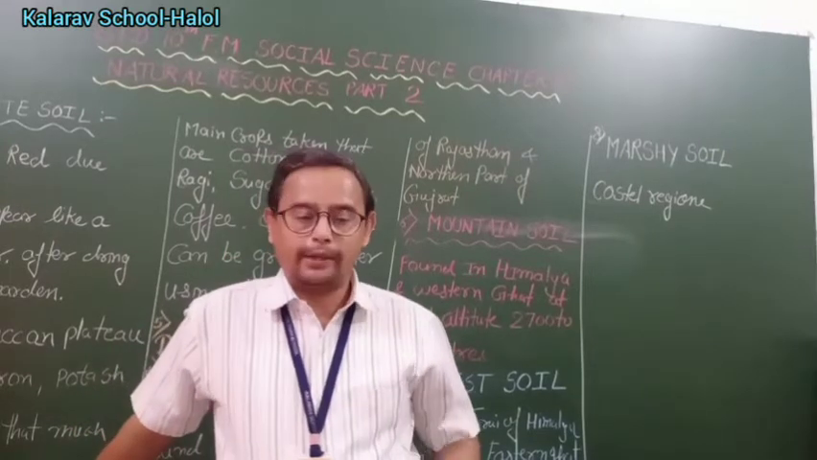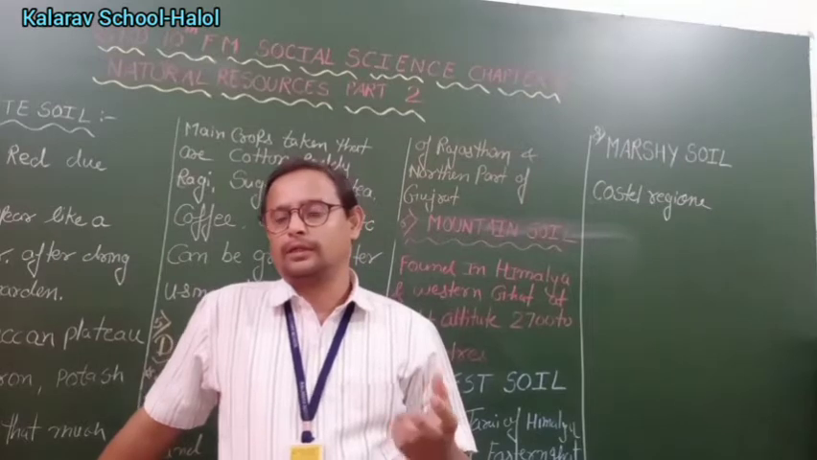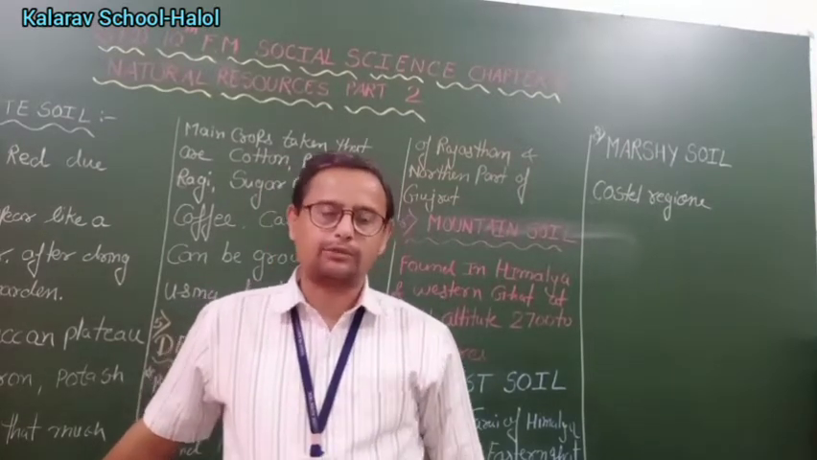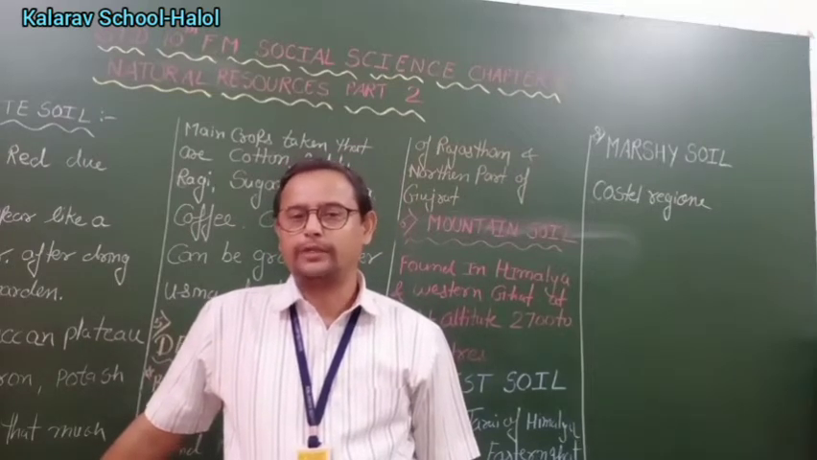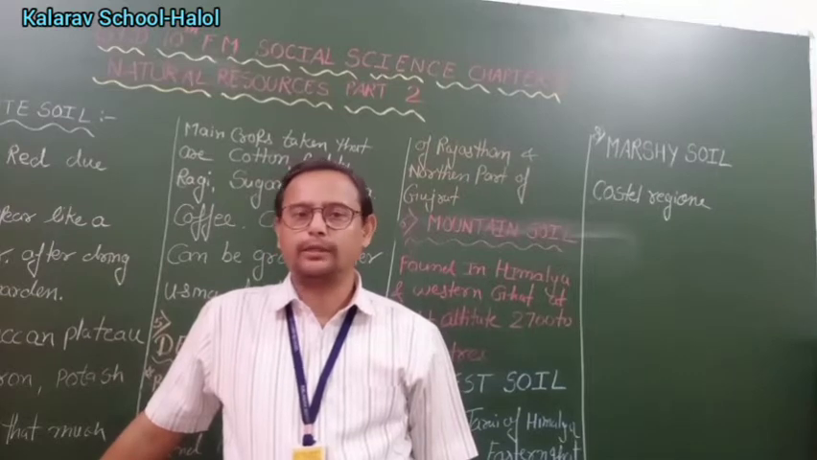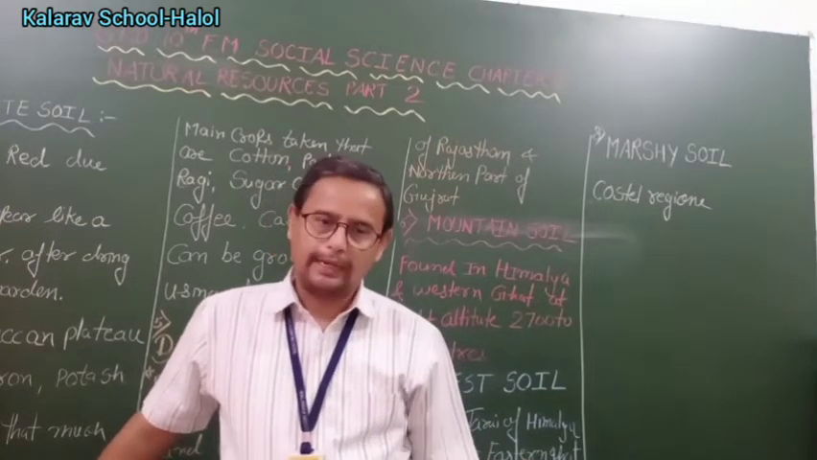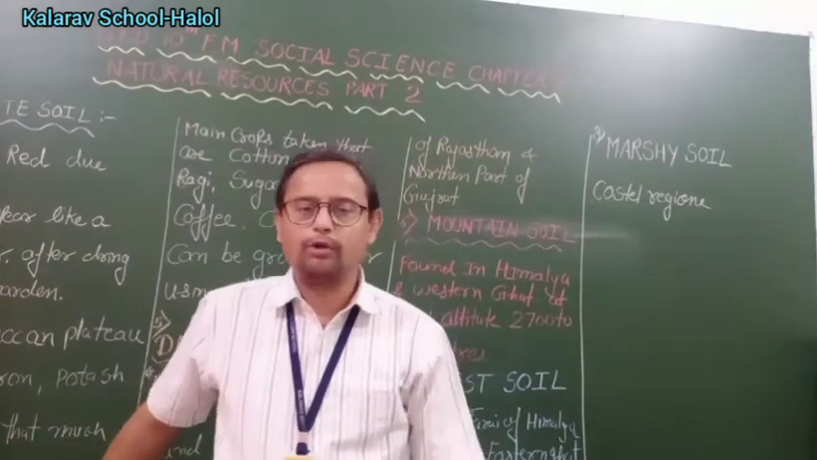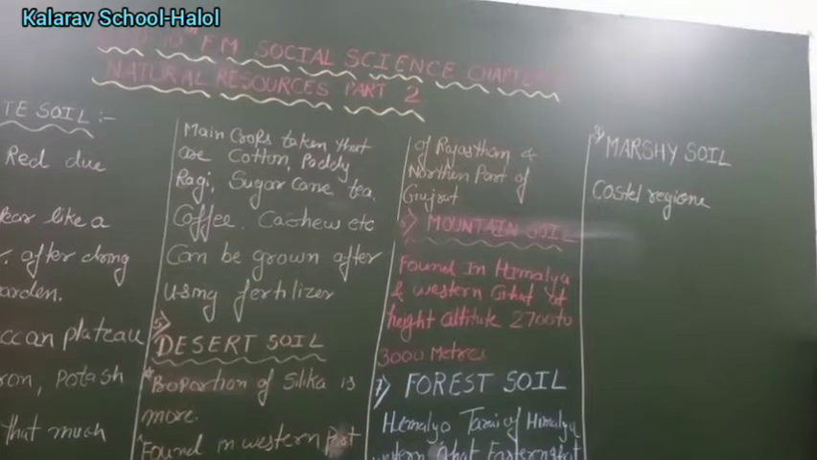And the main plant which is grown here, that is the mangrove. Mangrove is the plant which grows in marshy soil very nicely, and it is used for making ships, small boats, etc. So here we are completing this. Now we are going to start soil conservation. Okay, so we are continuing the soil conservation.